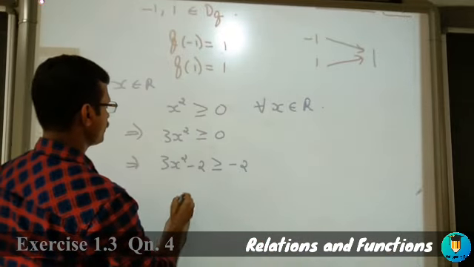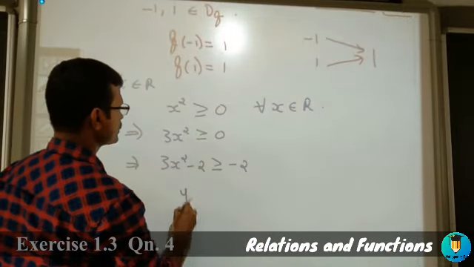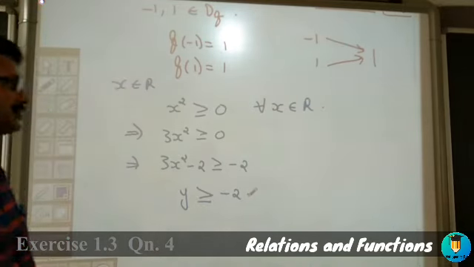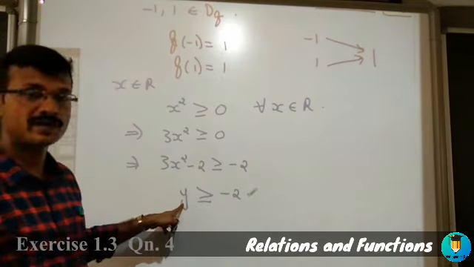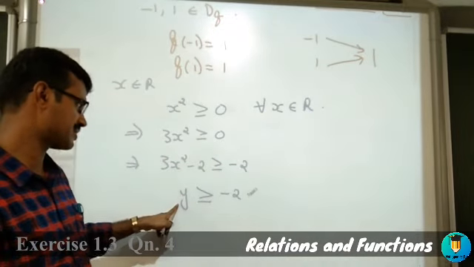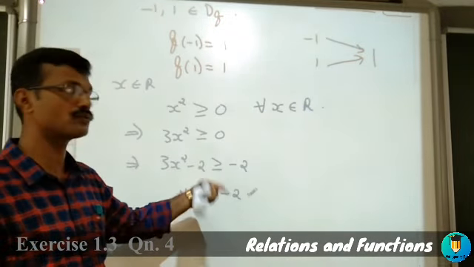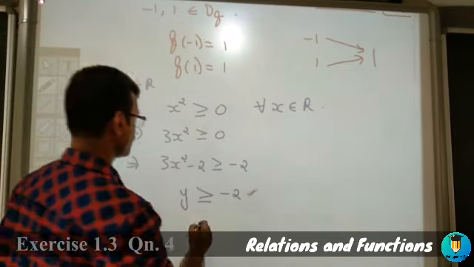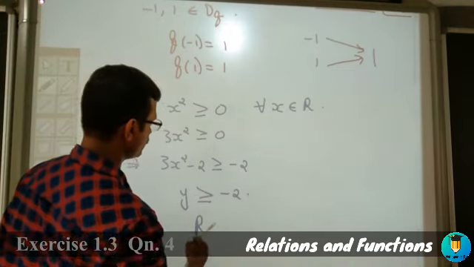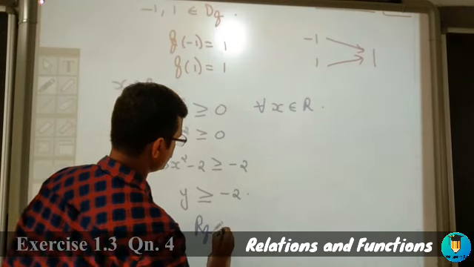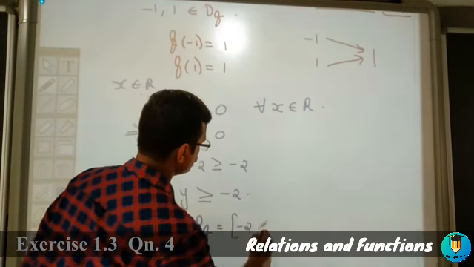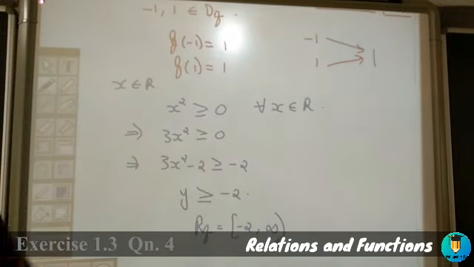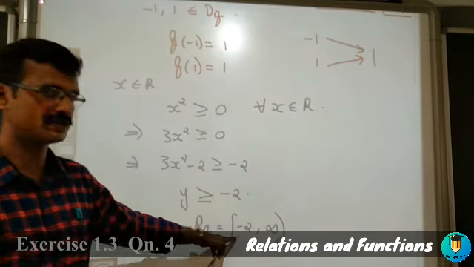These are our images, that is f(x), or we can say y is greater than or equal to minus 2. That means the values of y, that is the images, are from minus 2 onwards, greater than or equal to minus 2. So the range of this function is minus 2 to infinity.